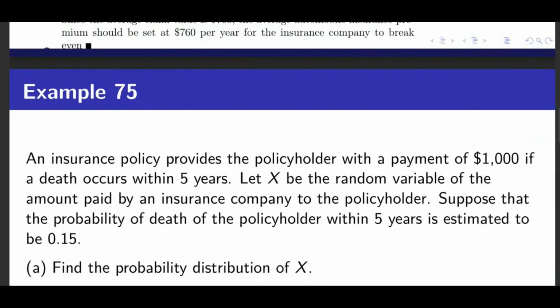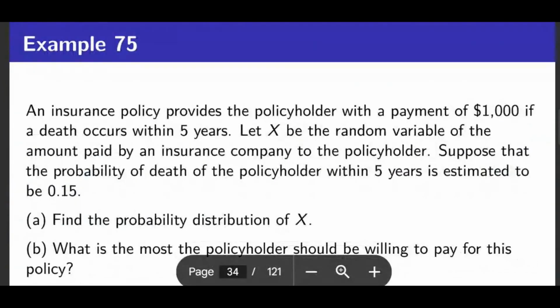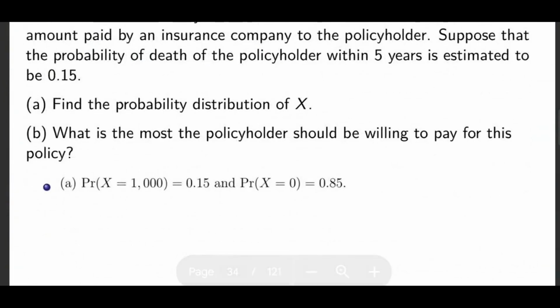So you have to always remember, is there a pretty high probability that they don't pay out anything? Yeah, because the probability of there being a death is pretty low. So your probability distribution should look like this. There is only a 15% chance that they pay out 1,000. And there's an 85% chance that they pay nothing, because death does not happen.